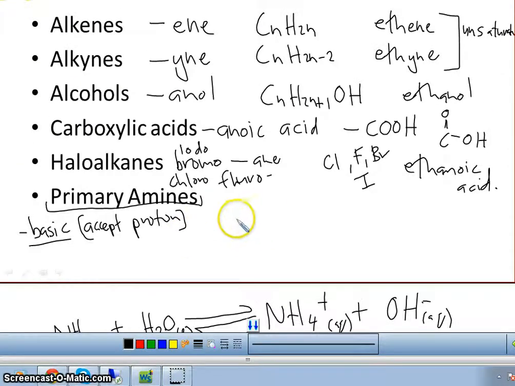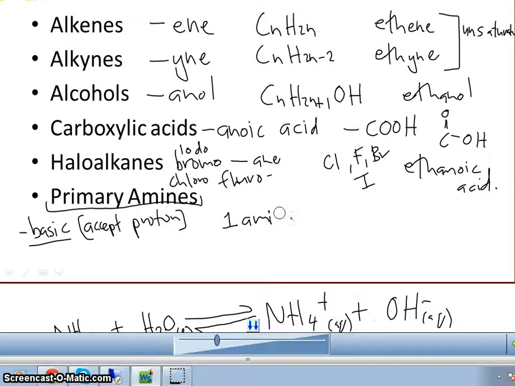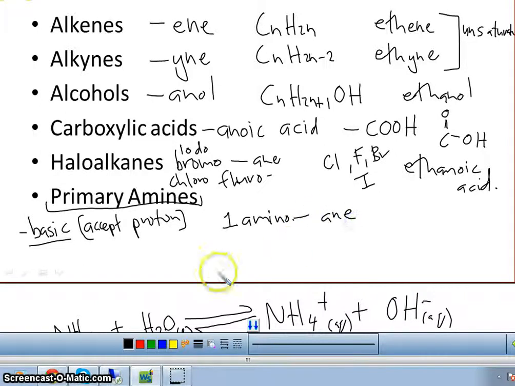We can either name it as 1-amino blah ane, or you can say that it is amine, with a number in there. I prefer this one. Alright, back to the other one.